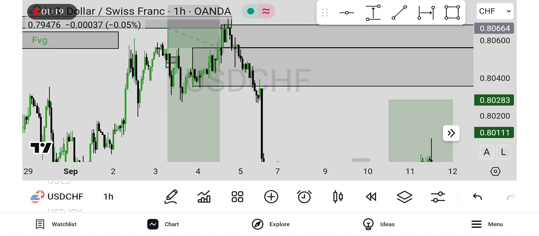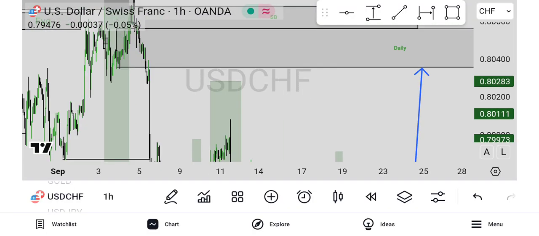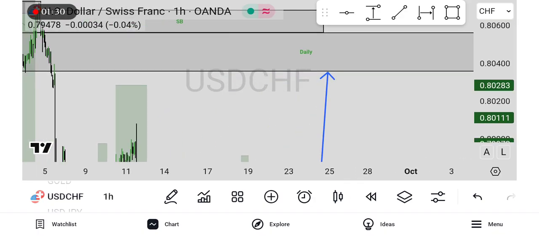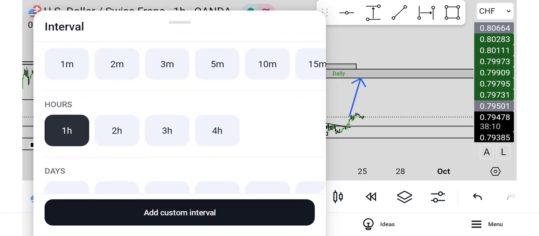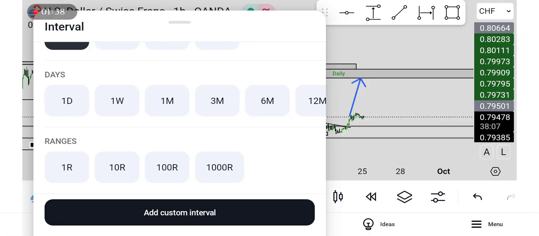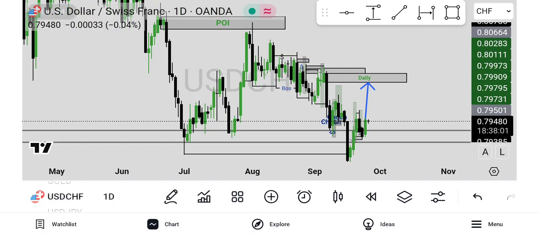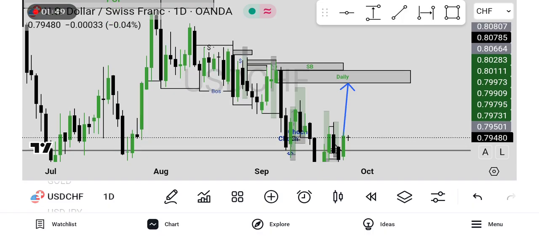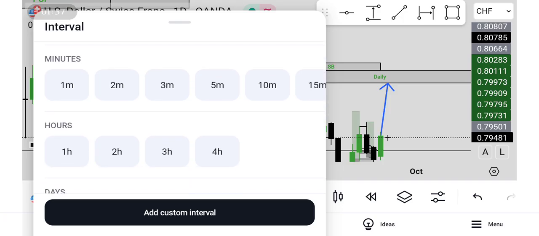Now you can look at this order block where price reacted from. This order block I took from the daily. You can see that it is very clear at the daily time frame. Understand?